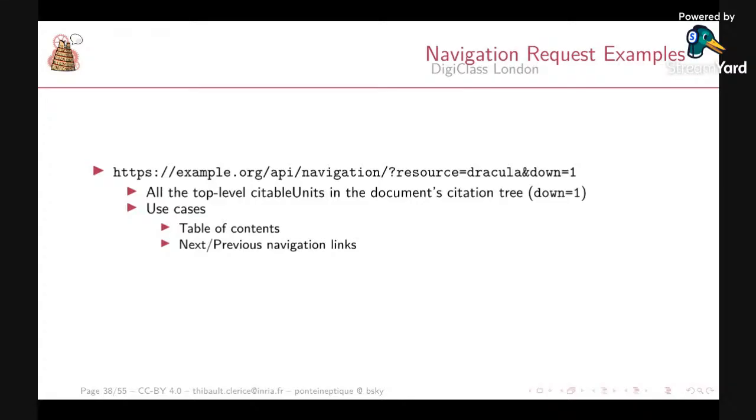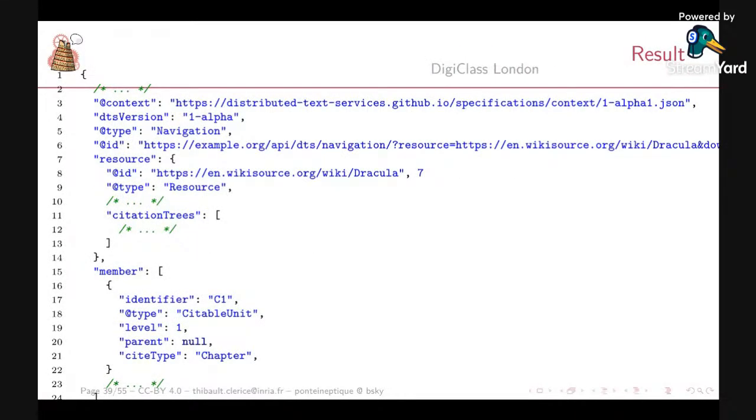Some examples. This looks like that. So you have metadata about your resources that are given back here, including what your citation trees are. And then you have one citable unit here. So the identifier is C1. It's the first level of the citation tree, and it doesn't have a parent, or rather its parent is the root, and root has the identifier null. And it's a chapter.